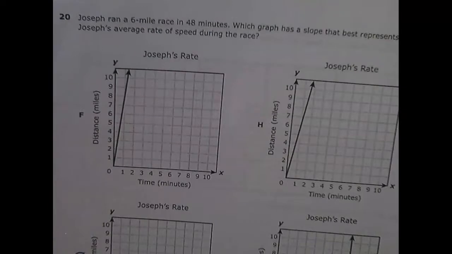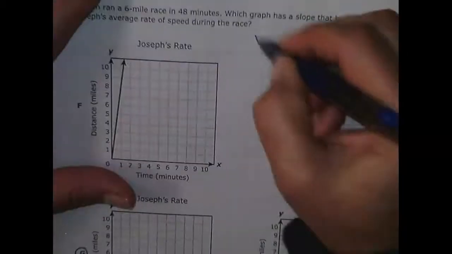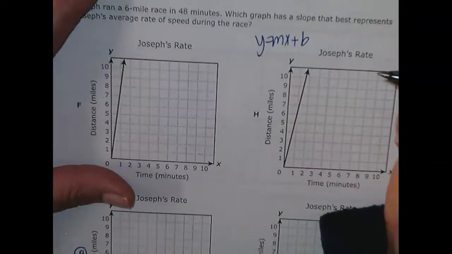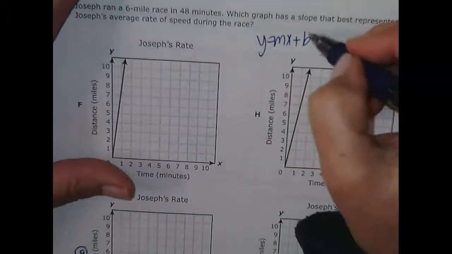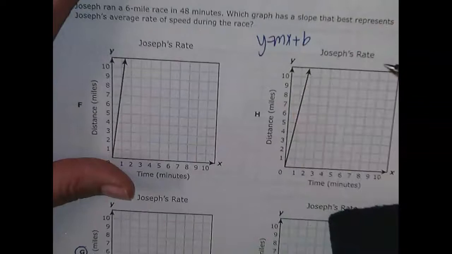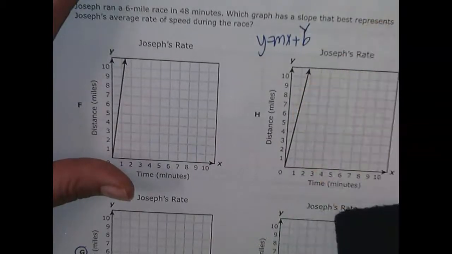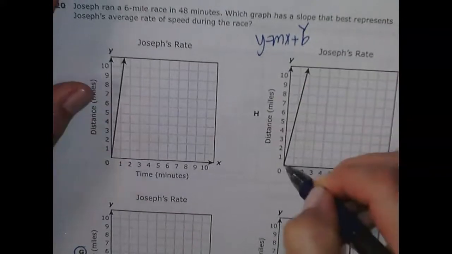Question 20. Joseph ran a 6-mile race in 48 minutes. Which graph has the slope that best represents his rate of speed? Well, maybe this is y equals mx plus b. Maybe so. And wouldn't this be the b where it crosses the y-axis? Yeah. The yellow b. True. If you notice, this one crosses at 0.